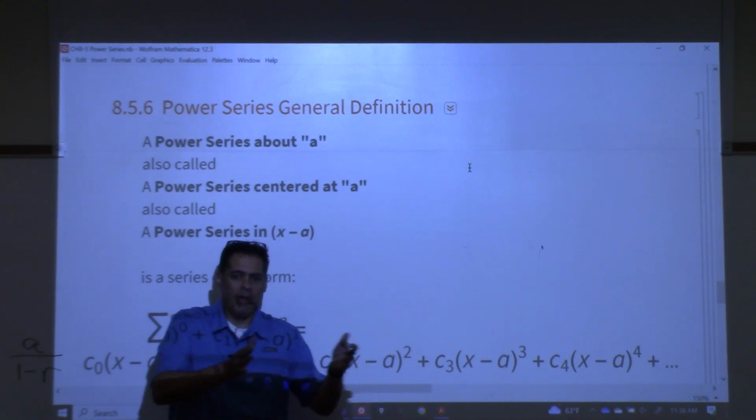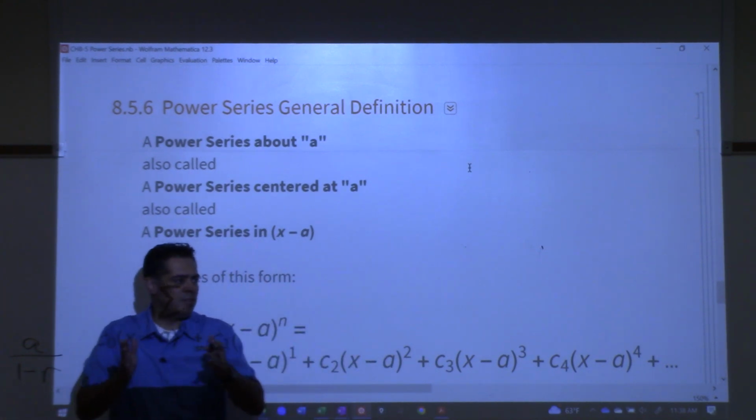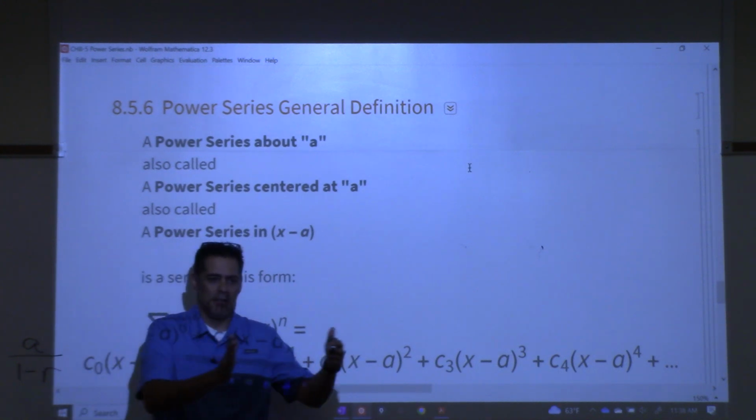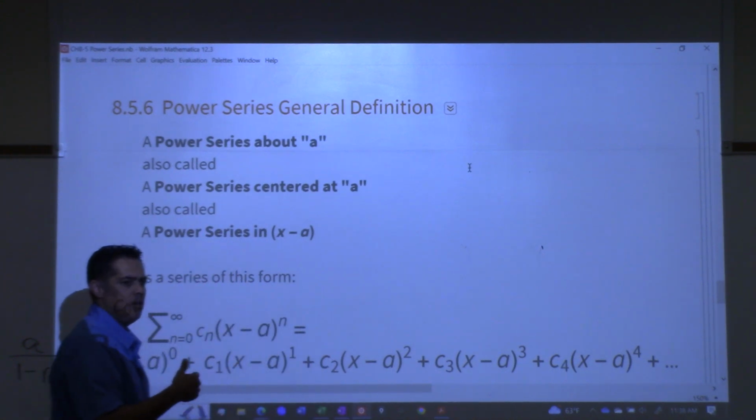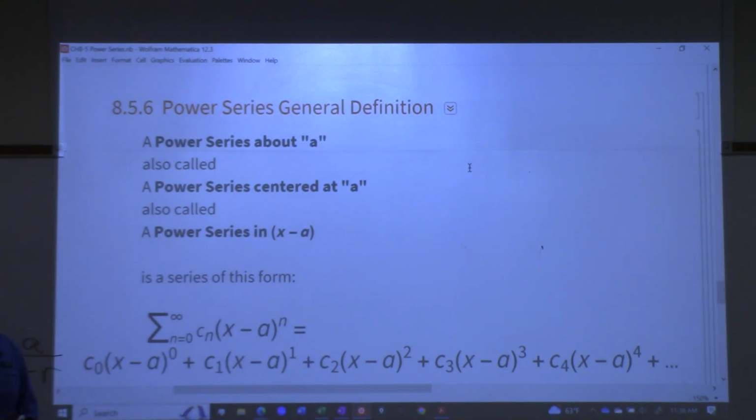So what if you want to move it? Well, how do we move functions in college algebra? How do you shift horizontally? It's like x plus 3. Inside with the x, you subtract a number to move it to the right, and you add a number to move it to the left.